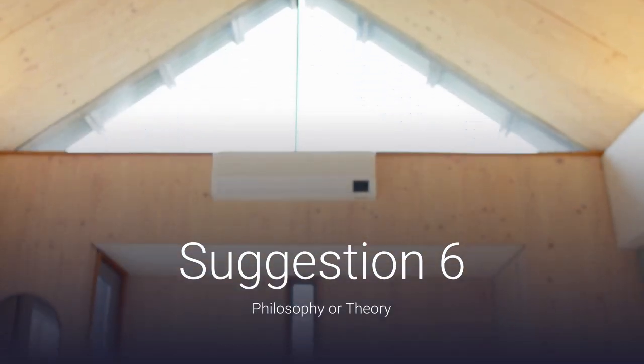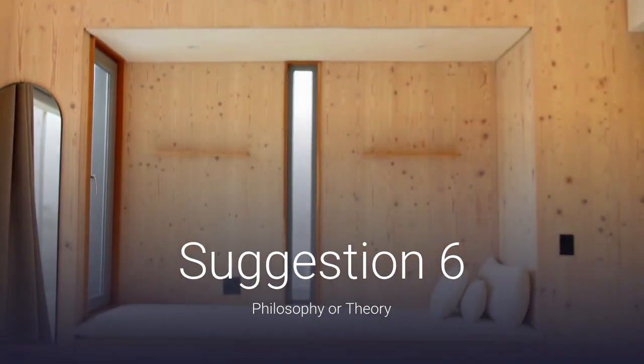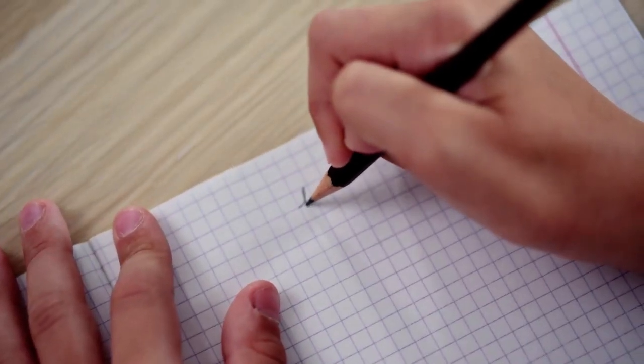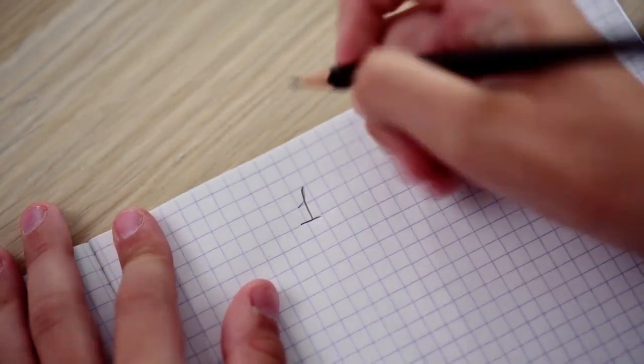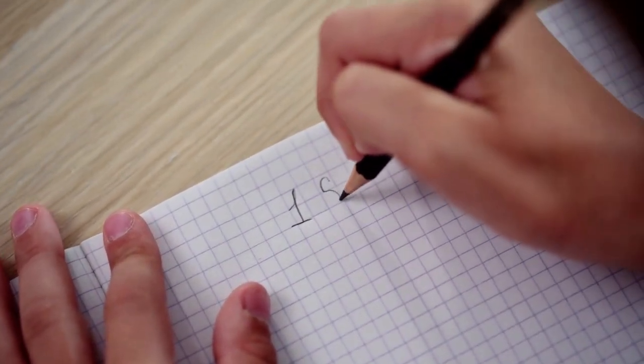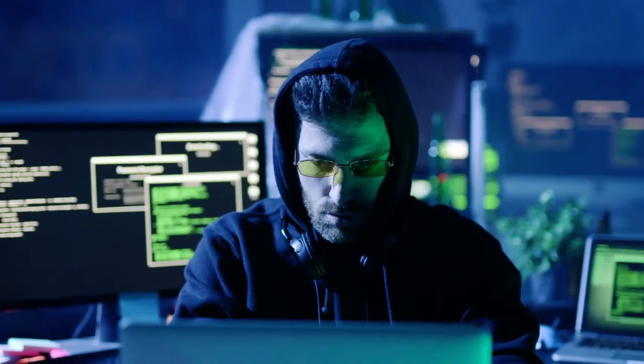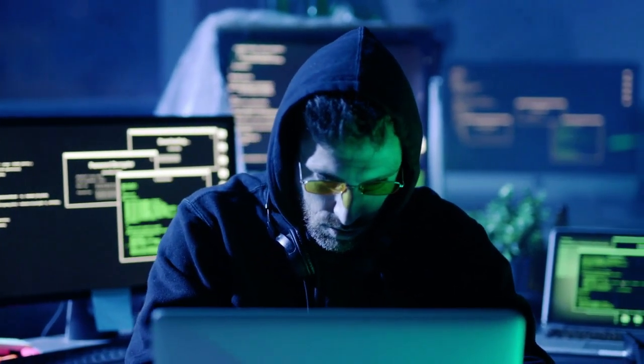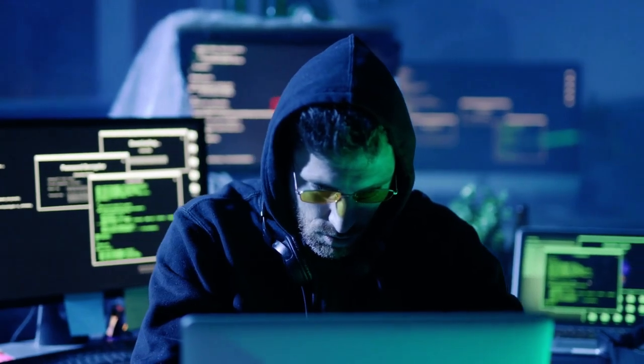Reading suggestion 6. Philosophy or theory. Choose a book that introduces a major philosophical concept like existentialism or deconstruction, and trace how that core idea breaks down and applies to different aspects of modern life.